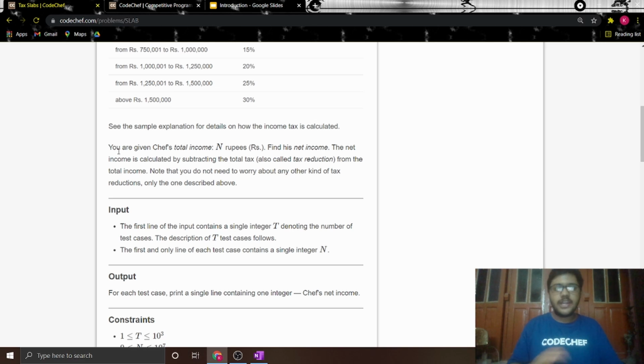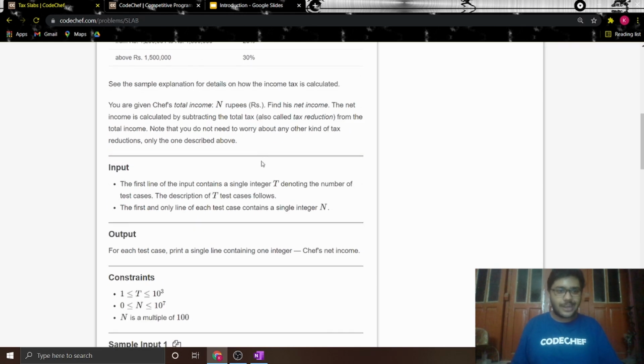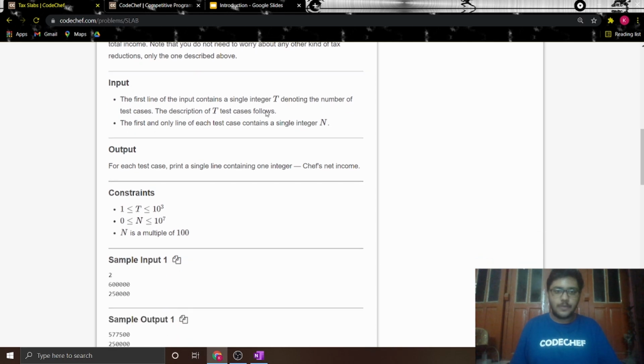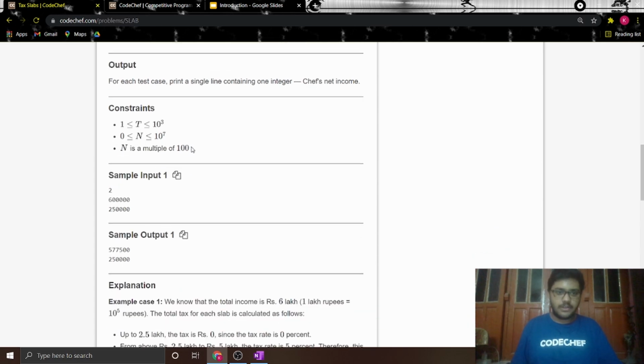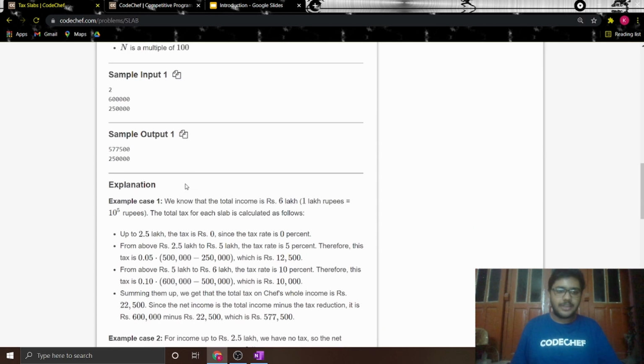Now, you are given the chef's total income. We have to find the net income of the chef, basically the total income minus the tax on the total income. The net income is calculated by subtracting the total tax from the total income. Note that you do not need to worry about any other kind of tax. The tax mentioned in the table above is the only tax that we have to consider. Here T denotes the number of test cases and N denotes the income of the chef, and N is a multiple of 100. So we only have to determine the net income of the chef.